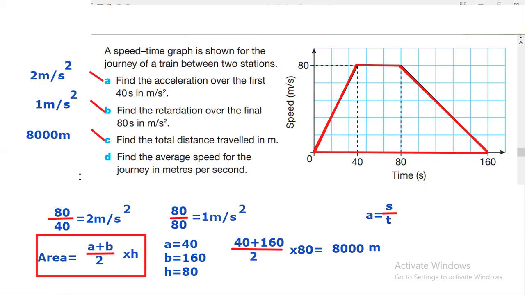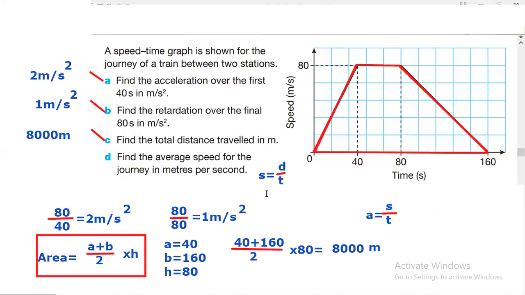Now, the last question will ask me about the speed of the journey, or the average speed of the journey in meters per second. So basically, I know the distance, I know the total time, I can find the speed, because speed will equal what? Very good. Speed will equal distance over time. Now I'm going to use this formula to find the speed by using the distance that I found at the beginning. The distance is 8,000 and the time is 160.